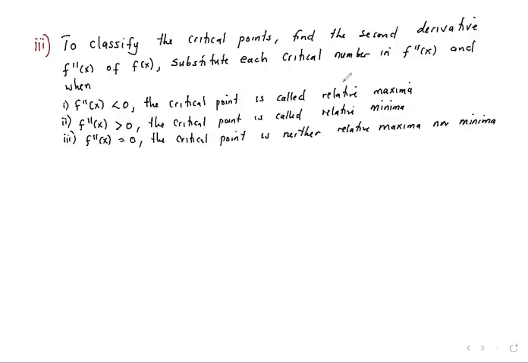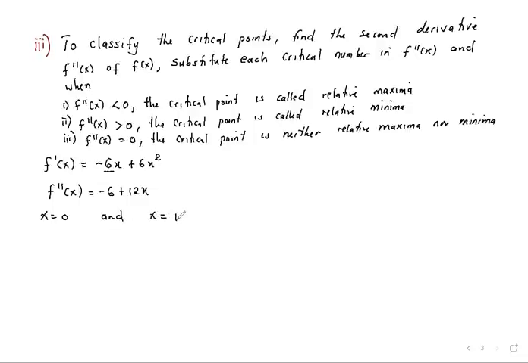So now let's classify. The f prime of x was negative 6x plus 6x squared. So to find the second derivative, you differentiate the first derivative. So f prime prime of x now becomes negative 6 plus 12x. Then remember the critical numbers we got: x is equal to 0 and x is equal to 1.